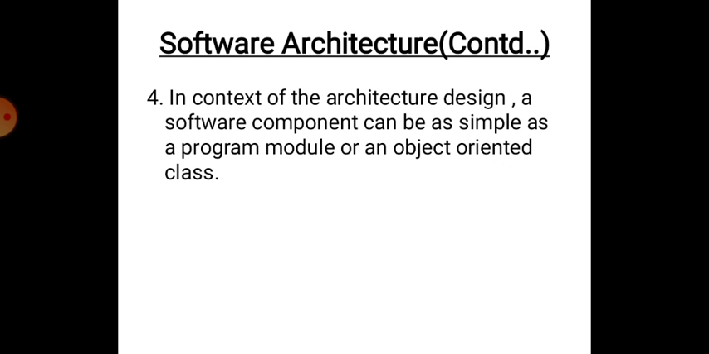Point number four, in the context of the architecture design, a software component can be as simple as a program module or an object oriented class. So you can say a component can be anything. It can be a program module or a small class.